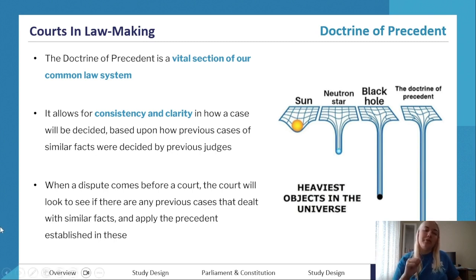So when a dispute comes before a court, the first thing that the judge has to do is look to see if there were any similar previous cases that dealt with similar facts. And if there is, they have to apply and follow the same precedent or the same decision that was established in these. The only exception to this, as we said, is if the initial precedent, for instance, was established in the County Court, that means all lower levels of courts must follow the same precedent.